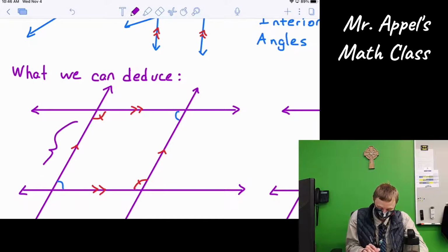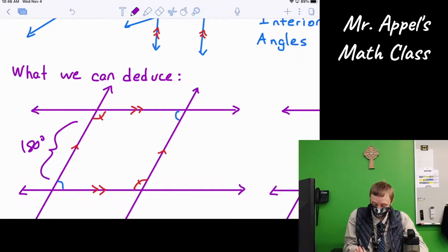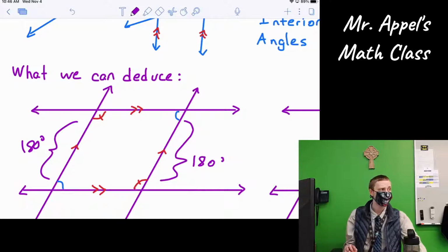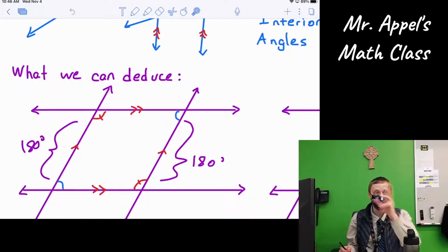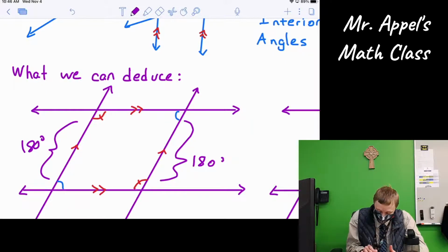So let's do this guy. That's 180 degrees. And these two, still between the parallel lines, are supplementary, 180 degrees. And you could look at this any direction because we have both sets here. You could say, hey, between these two, well, I could add those two together, or I could add those two together. Any way you slice it, if I add all four of them together, I would end up with what?